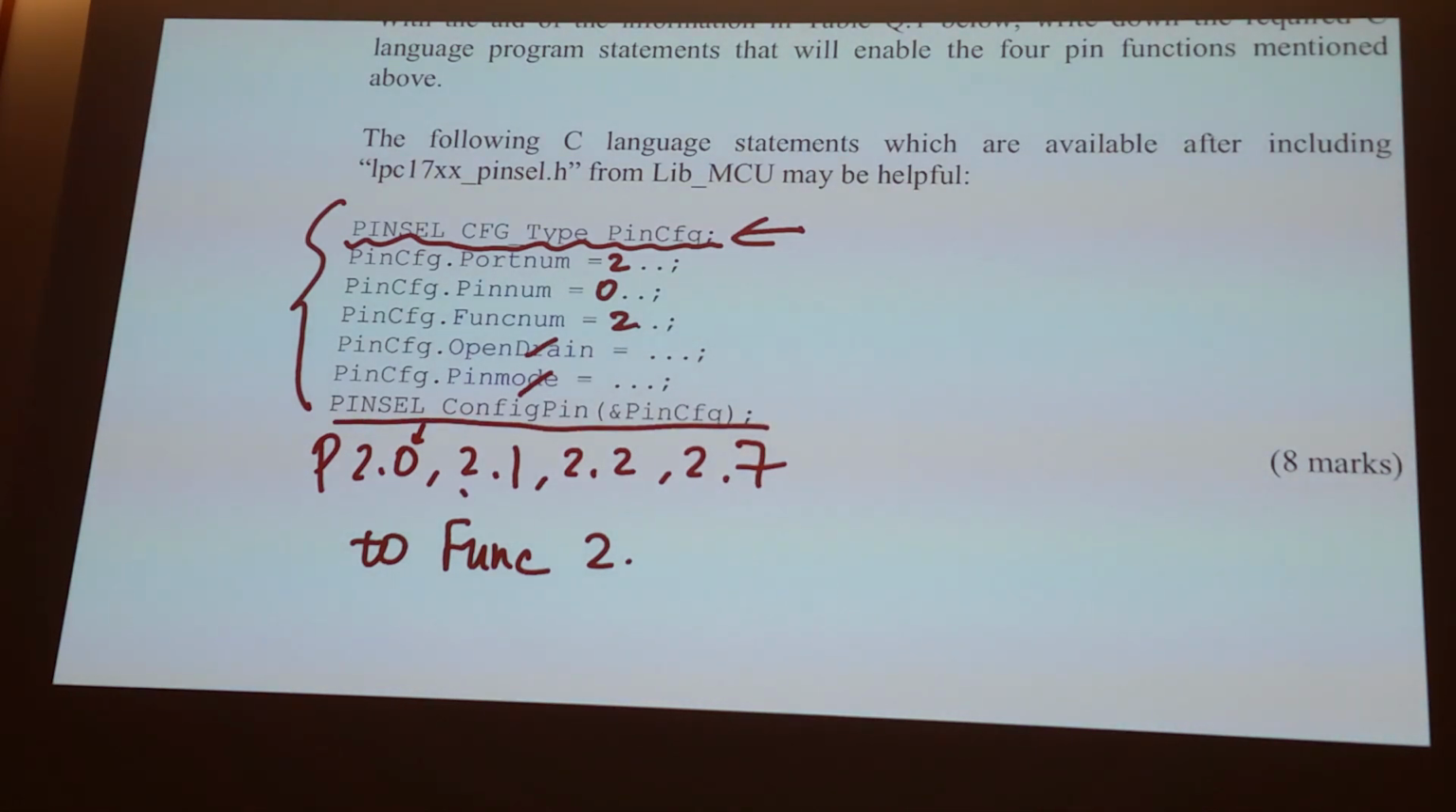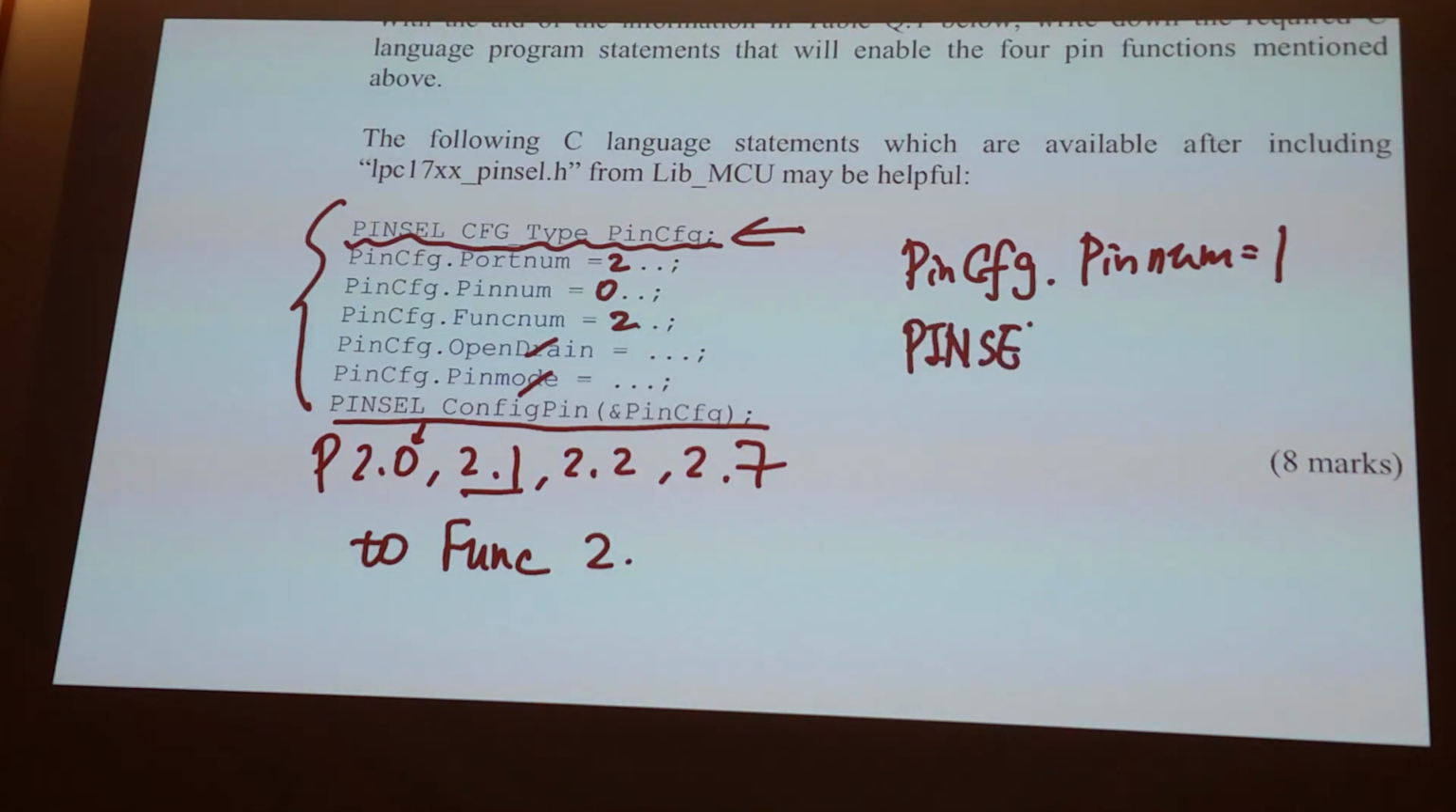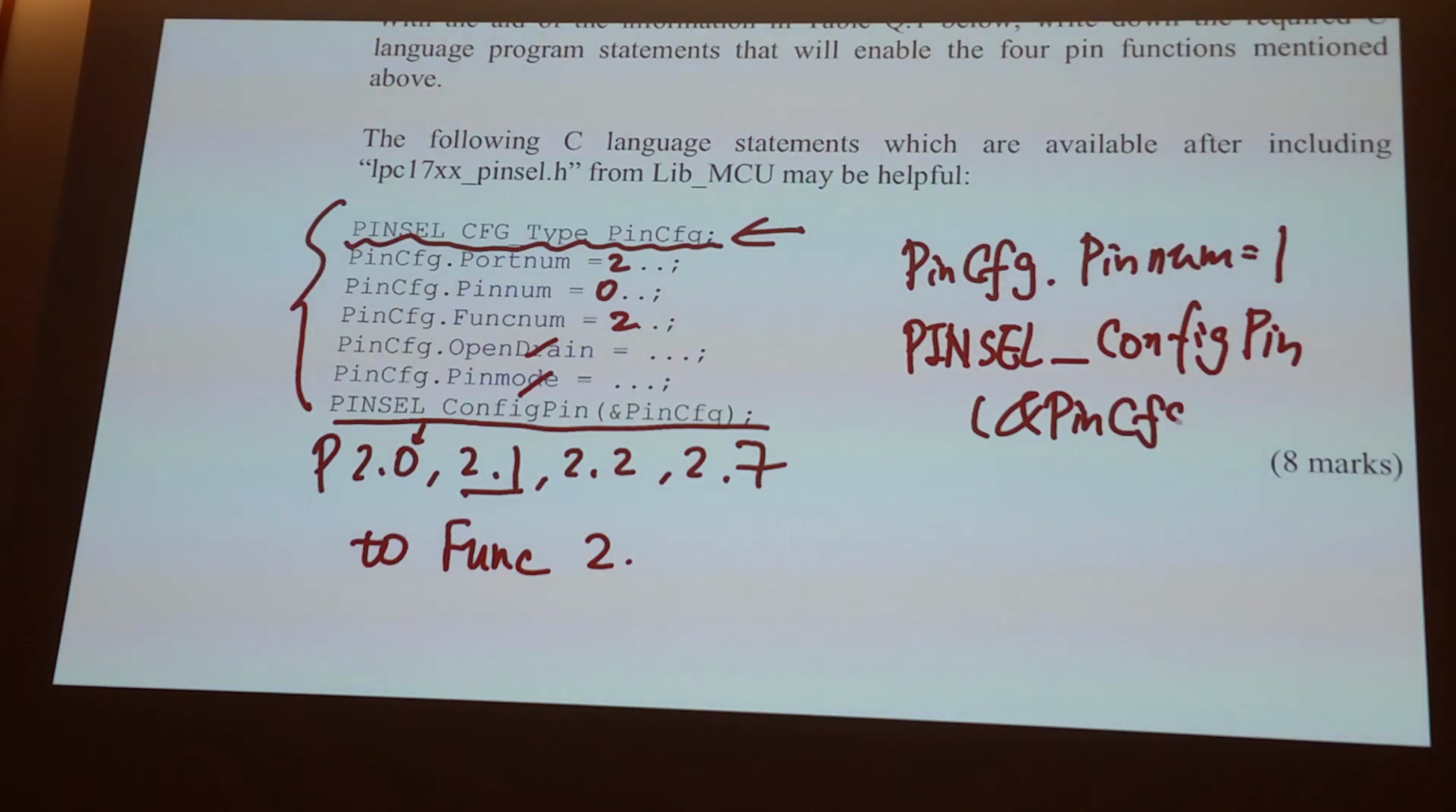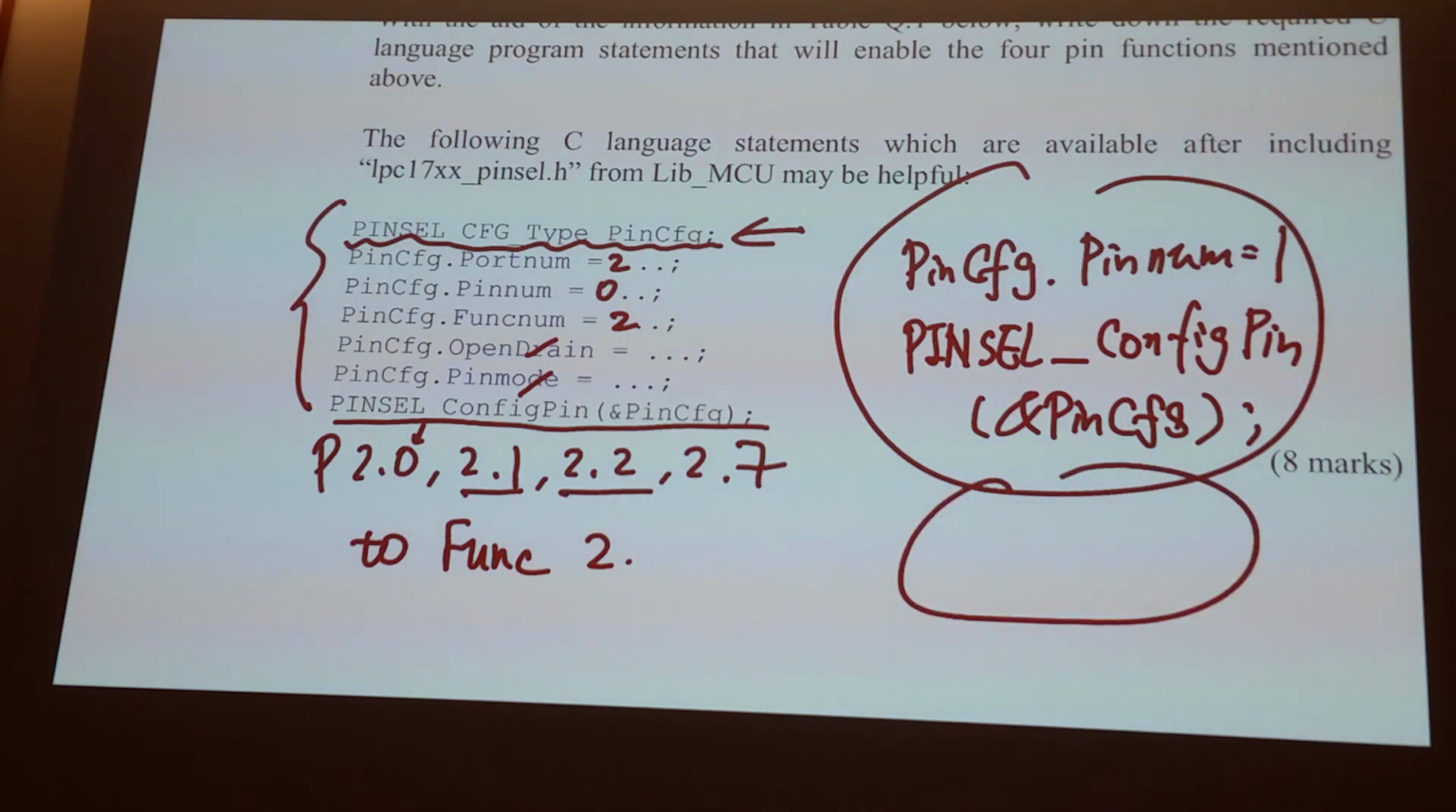Then how to do the next one? You just need to change the pin number. Write one more line, PINCFG dot pin number equal to 1. Function number still 2, port number still 2. Then call the function one more time. Then repeat this one more time, and for this one, and for this one.